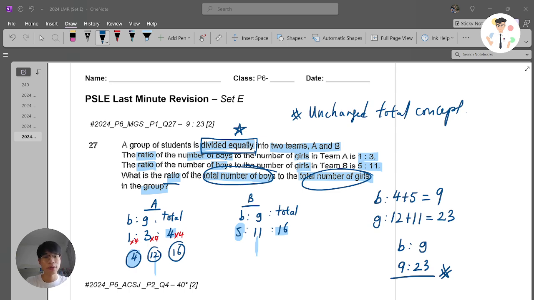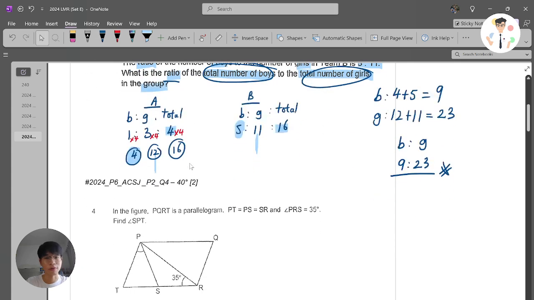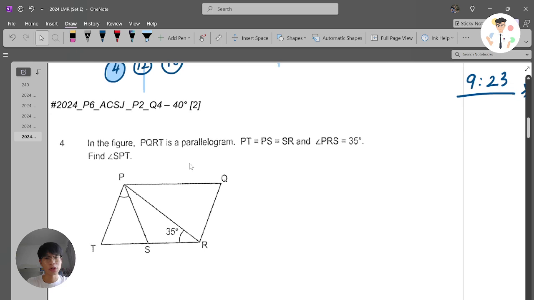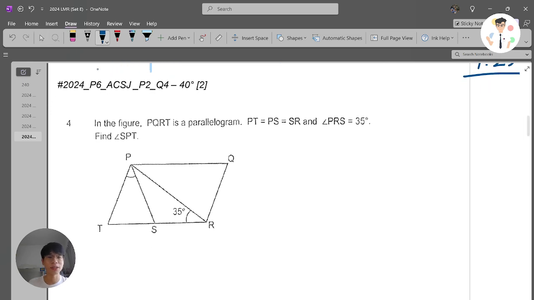Question from ACSG paper 2, question number 4. This question says that in the figure, PQRT is a parallelogram. PT, PS, SR are equal in length. So let me just put the sign here, and here, and here. They are equal length. And PRS is 35 degrees, and find the angle SPT.